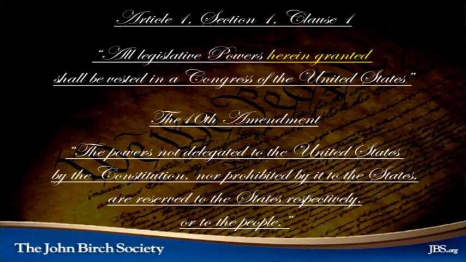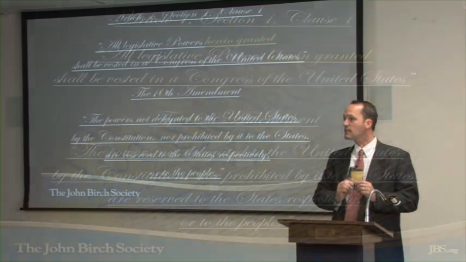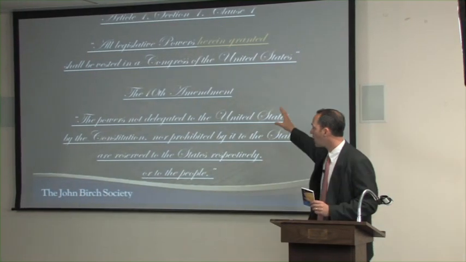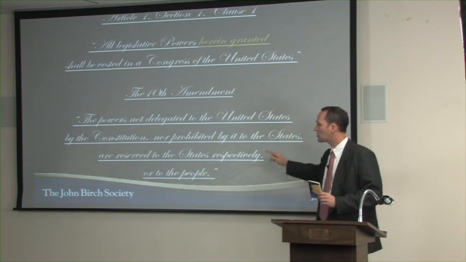Now, the next part I want to focus on is the phrase herein granted. All legislative powers herein granted. The point is, all the legislative powers that were herein granted in that part we just covered, Article 1, Section 8, clauses 1 through 18, that's where it is herein granted. And any that is not herein granted, well, then the 10th Amendment applies. The powers that are not delegated to the United States by this Constitution, nor prohibited by it to the states, are reserved to the states, respectively, or to the people. What does that mean? If it's not on this list, that power does not belong to the federal. It belongs to either the states or to the people.